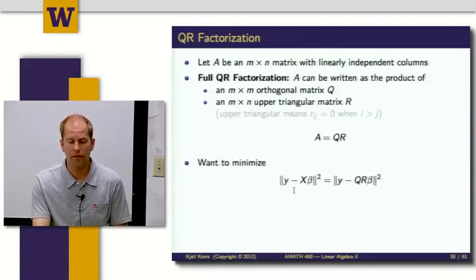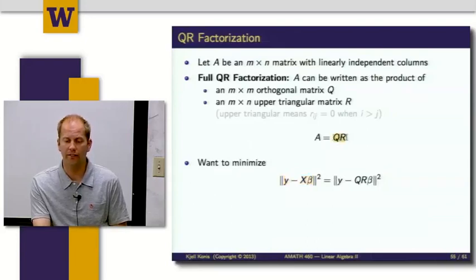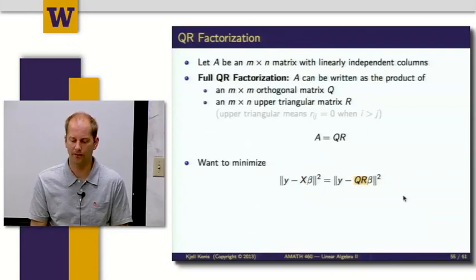And now I want to minimize, from the last slide, y minus X beta. So I want to choose the elements of beta to make the length of this vector as short as possible. And so the standard rule is that when I can factor a matrix, I'm going to put my factorization of the matrix in where I used to have the matrix. So I'll replace X. Here QR is the QR factorization of this matrix X. So I'll replace X with QR.